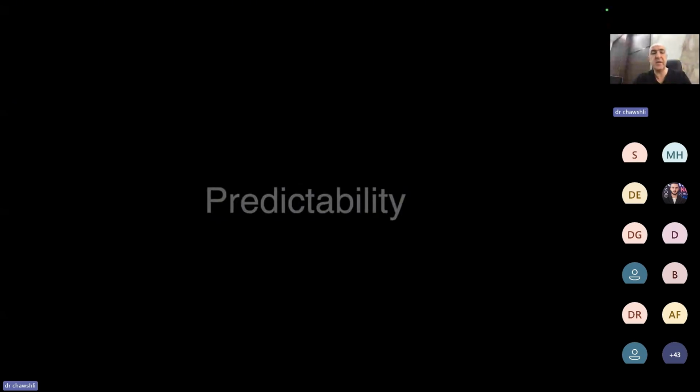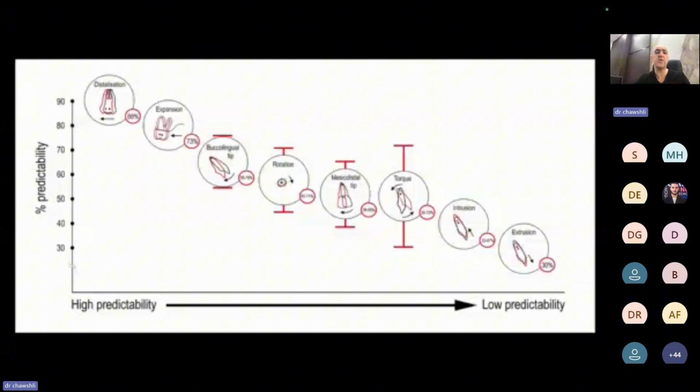The second important thing is predictability. What do we mean by this? Predictability of the movement. If you look at this diagram, this is an evidence-based classification. You can see we have 80% or close to 90% predictability with distalization with aligners. Then it comes down with expansion, buccolingual tip, rotation, and lastly extrusion. So if you have movements like severe extrusion, for sure you will have loss of tracking, and you need some modification or accessories to improve your outcome with aligners.